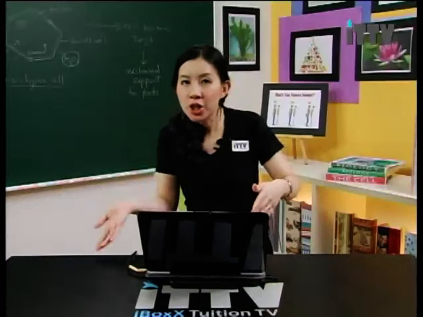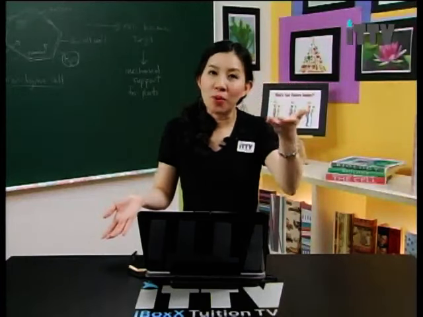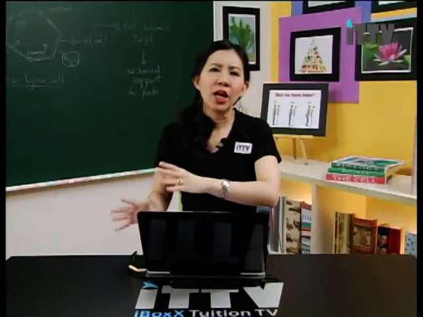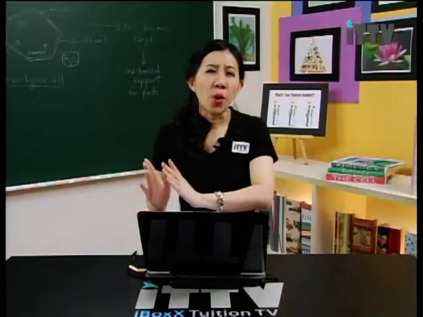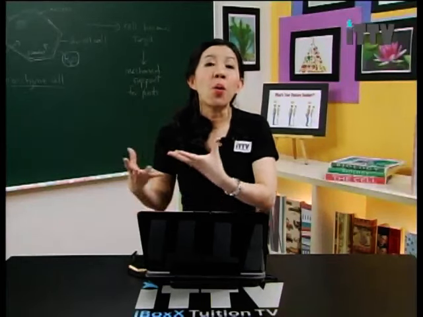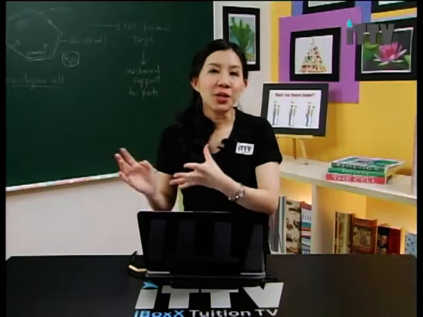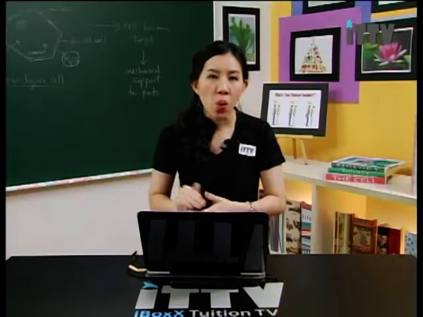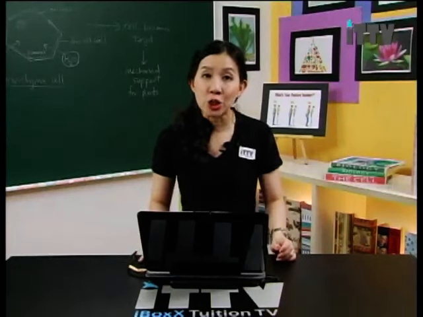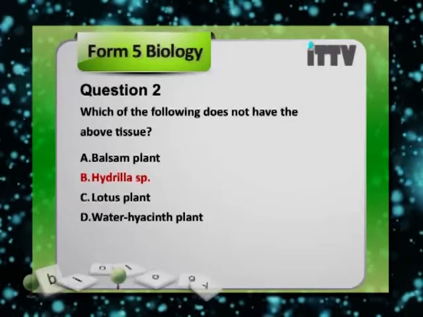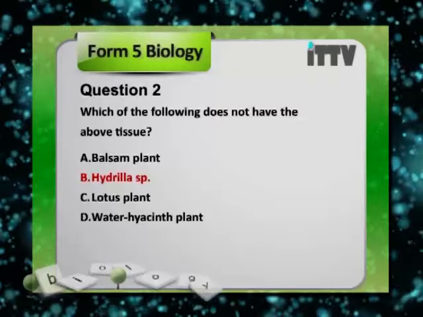The plants that don't have xylem will generally be the submerged aquatic plants, because for aquatic plants you have the submerged and you have the ones that float on top of the water. For the submerged ones, it's not necessary for them to have lignified supporting tissue, because they totally depend on the buoyancy of water. So of all these options, the only submerged plant is Hydrilla. And Hydrilla has very diffuse leaves, and the answer is B.